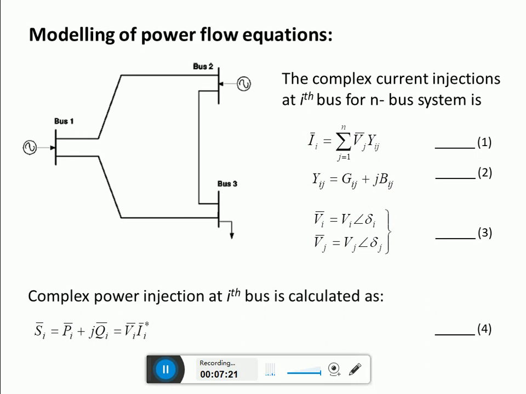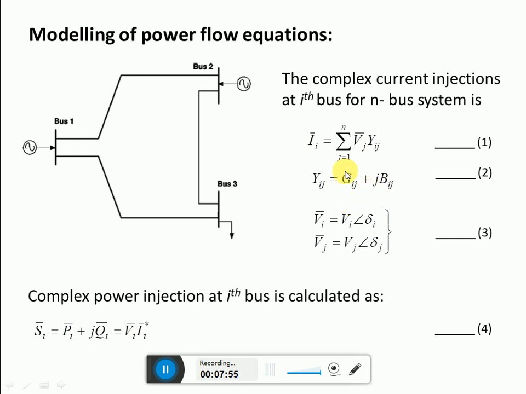Now let's consider a 3-bus network where we'll have two generators and one bus where load is connected, at bus number 3. So if we want to form the static load flow equation, then we will have to find out what is the current injection at any node of the system.